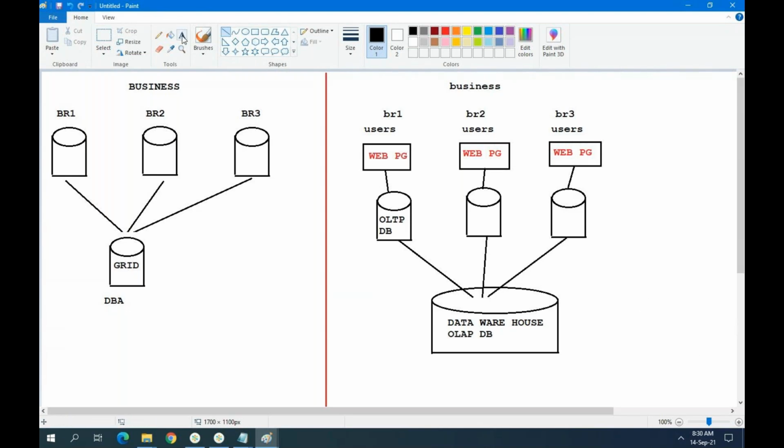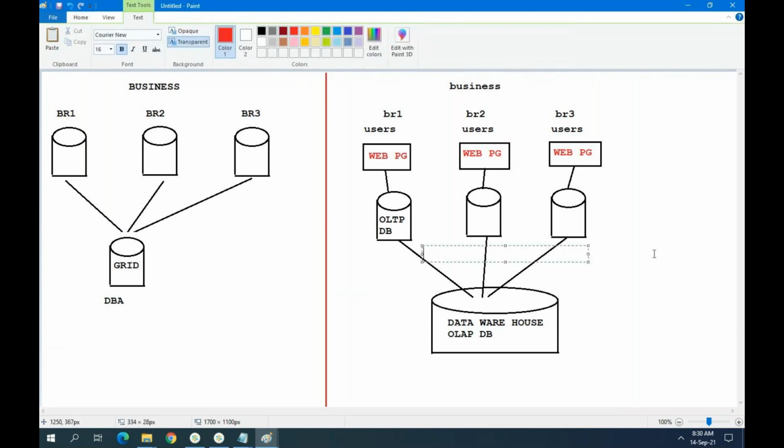So what are these arrow marks? This is known as extraction, transformation, loading. Extraction, transformation, loading. This is the process.